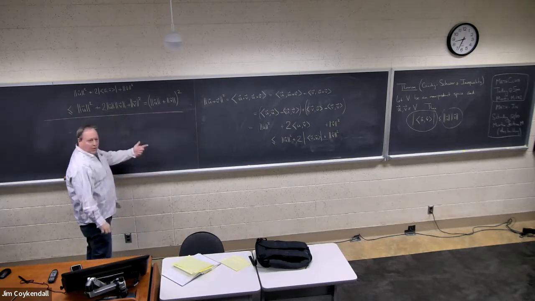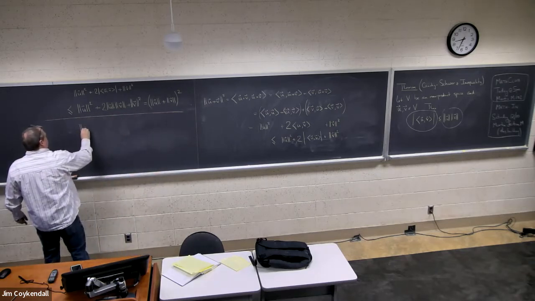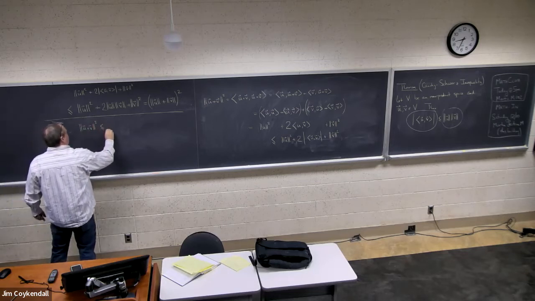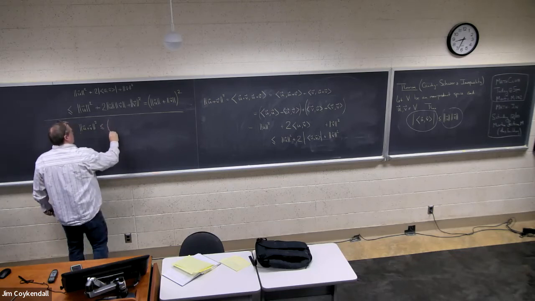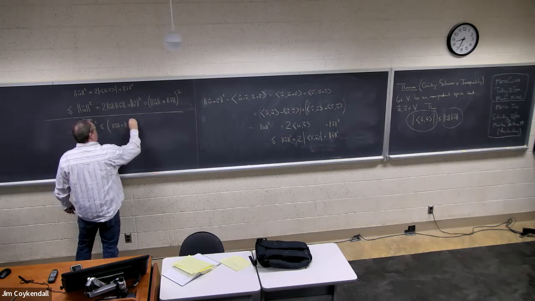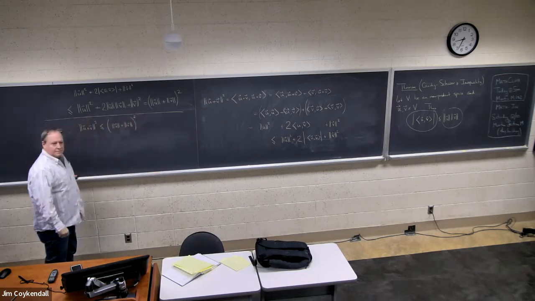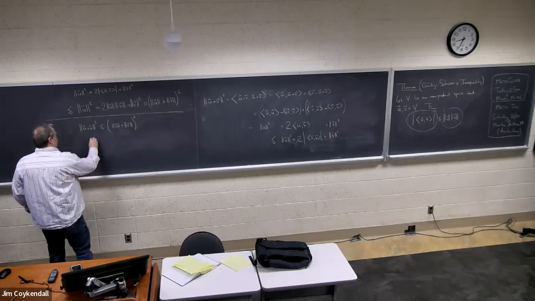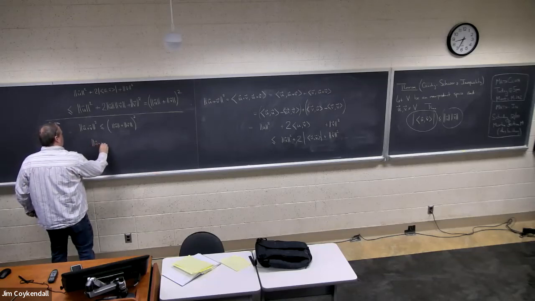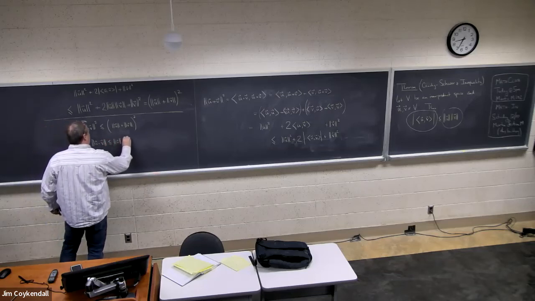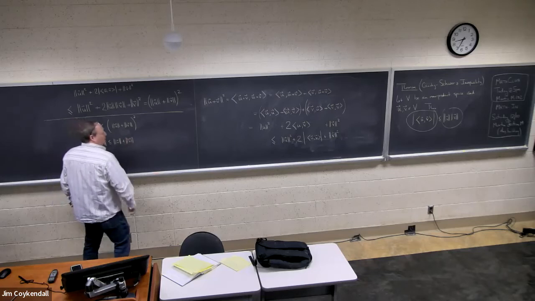Let me summarize from where we started. We have the length of u plus v, squared, is less than or equal to the length of u plus the length of v, squared. Both these quantities inside the square are positive, and so there's the triangle inequality.